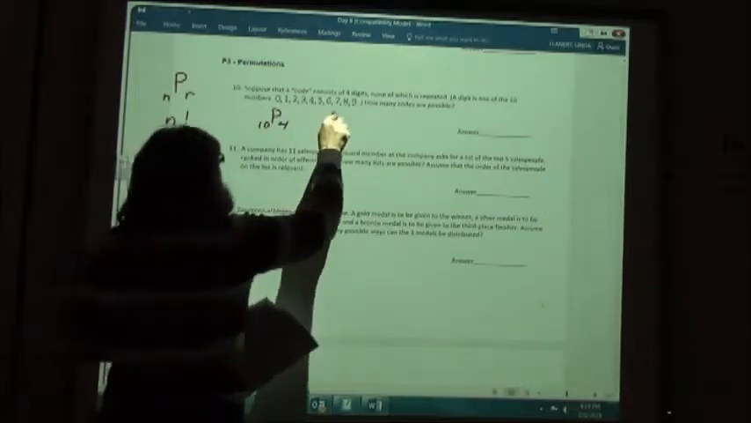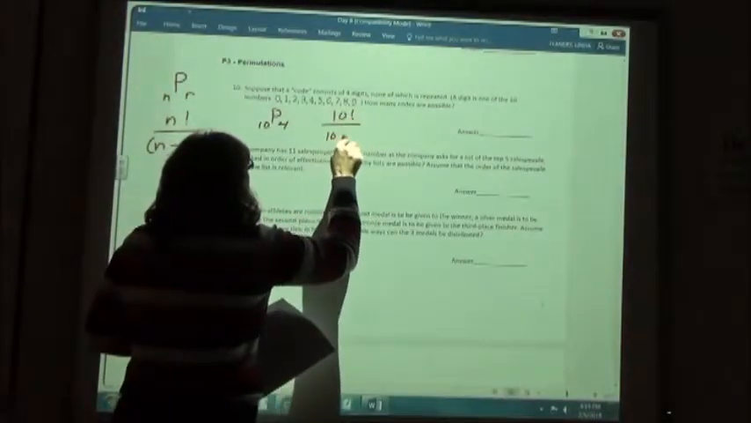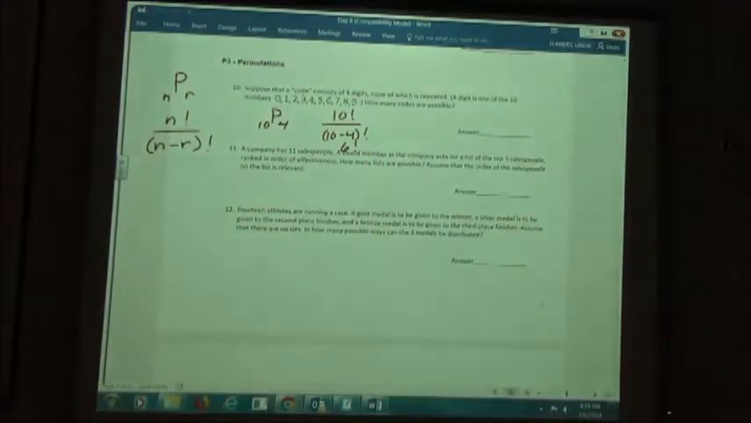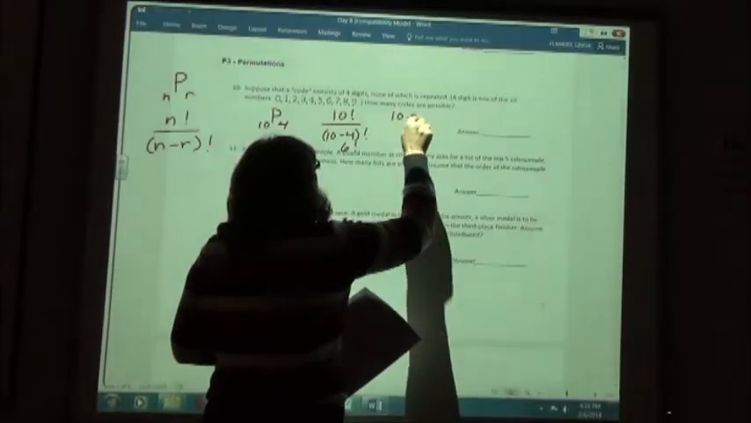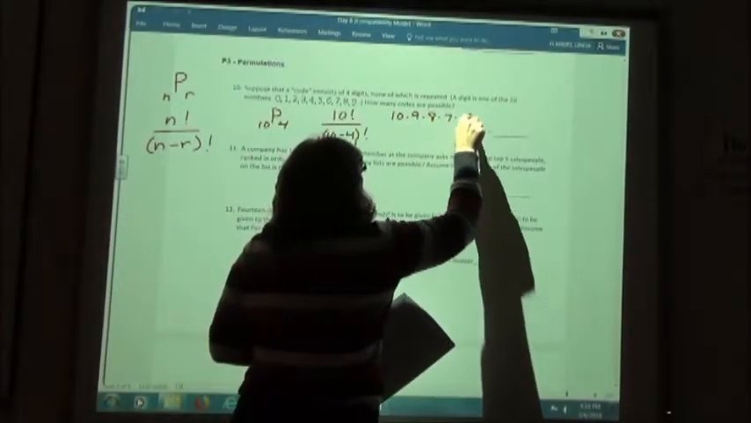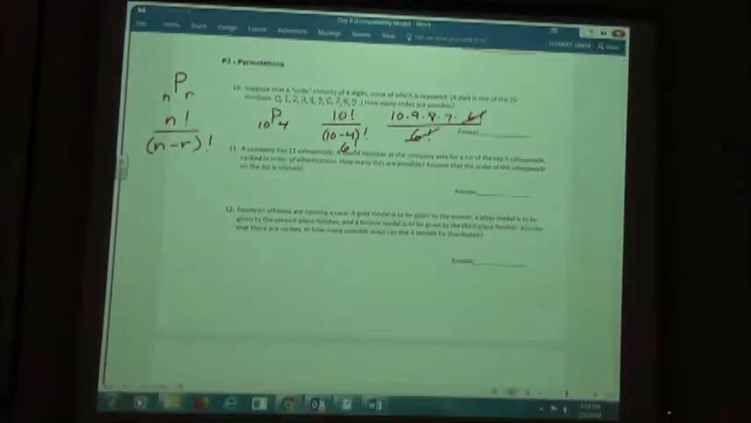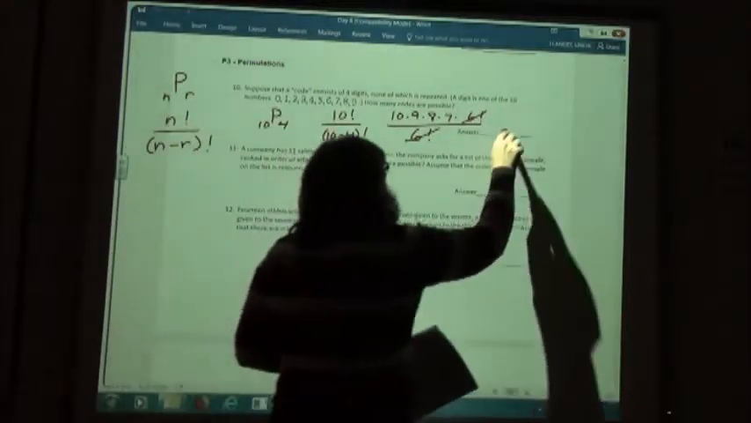So I am going to do 10 factorial over 10 minus 4 factorial, which would simplify into 6 then, right? Same thing, instead of going all the way from 10 down to 1, I'm just going to go to 6 factorial. So 10 times 9 times 8 times 7 times 6 factorial, and then I can cancel out the 6 factorial. And so we're going to end up taking 10 times 9 times 8 times 7. 5,040.